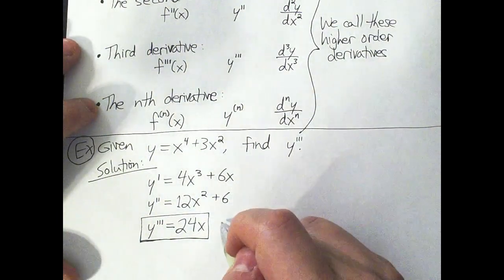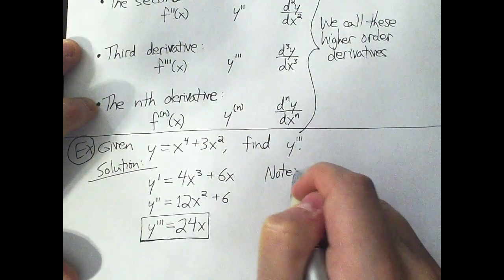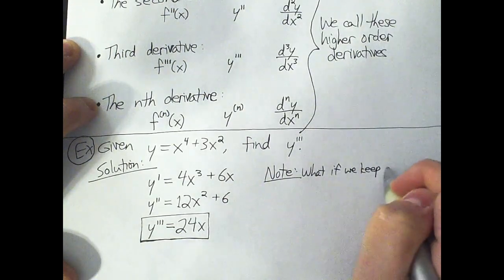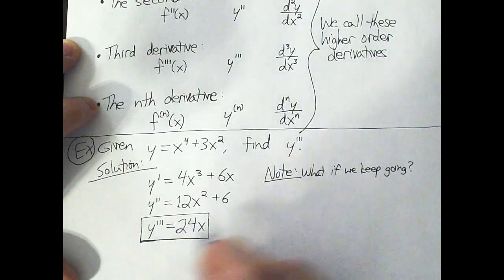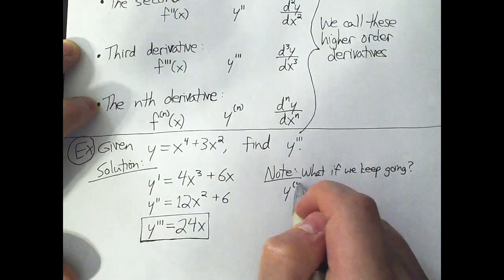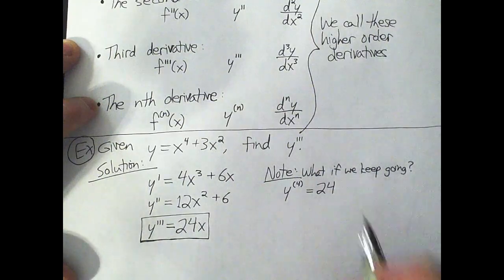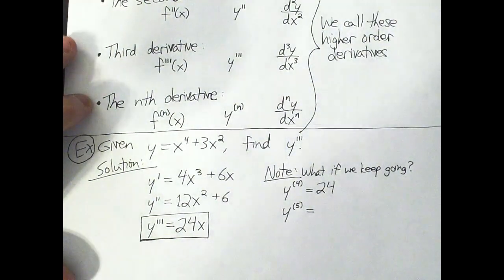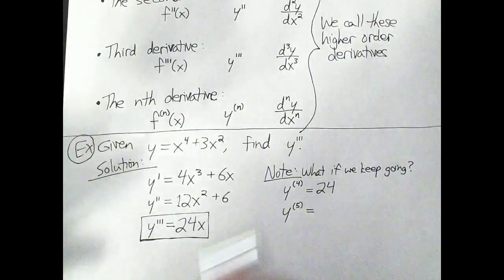I want to show you something. We finished answering the problem. We're completely done. I'm going to say note: what if we keep going? I'm just curious what the next one would be. This was the third derivative, so maybe we write it this way, y parentheses 4, like we're taking the fourth derivative. The derivative of 24x would be 24. Let's keep going. The derivative of 24, well, 24 is a constant, so when I take the derivative of a constant, I get 0.